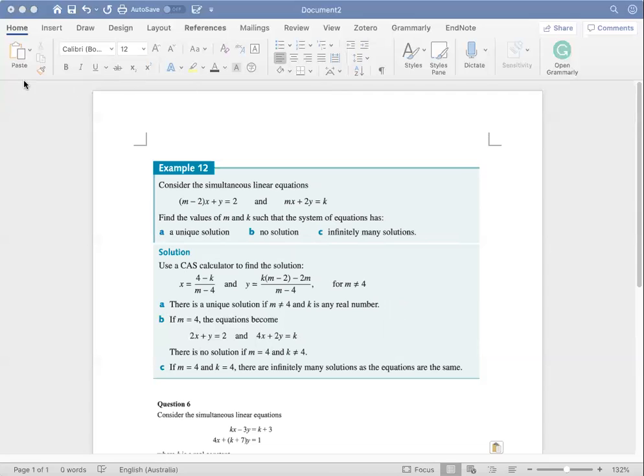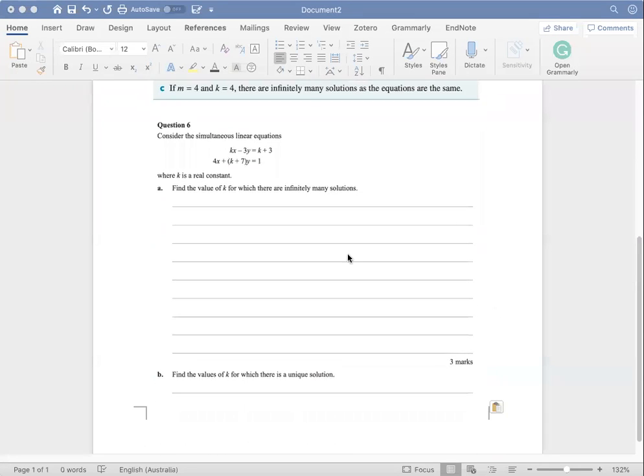Okay, let's move on a little bit. Let's look at this kind of problem. This one is taken from the 2012 or 2011 Exam 1. It's a long time ago, but it's still worth seeing. Consider the simultaneous linear equations. We have unknown k and two variables x and y, where k again is a real constant. First, we want to find the value of k for which there are infinitely many solutions.